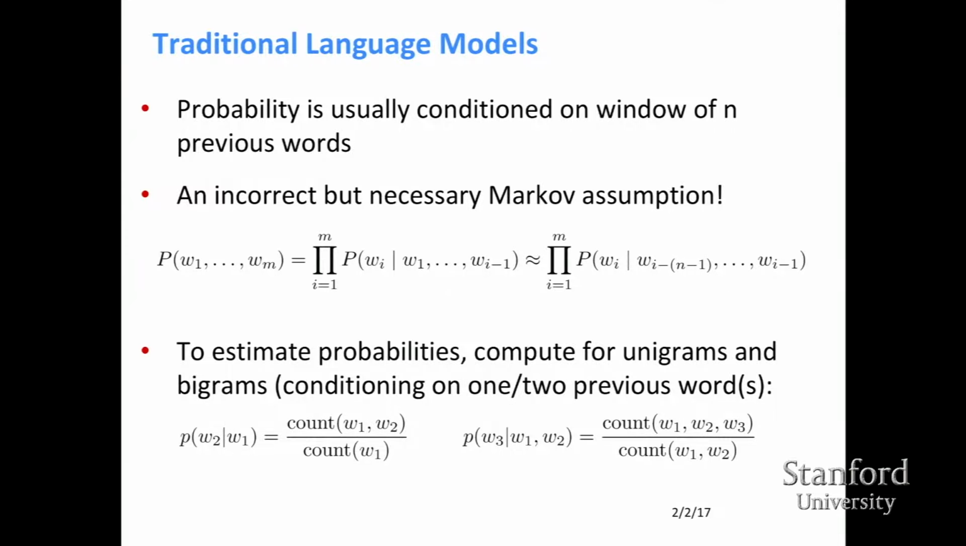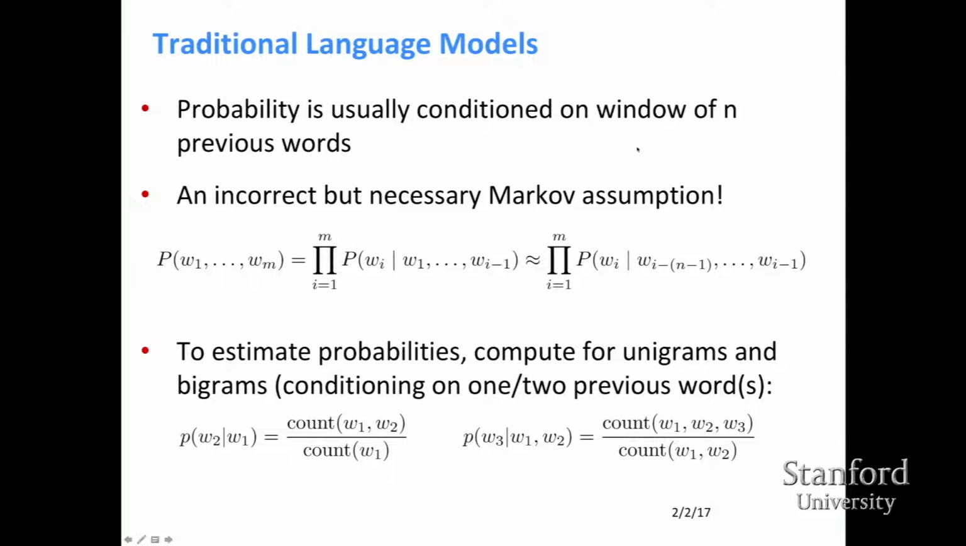Now, it's hard to compute the perfect probabilities for all potential sequences because there are a lot of them. And so what we usually end up doing is we condition on just a window. We try to predict the next word based on just the previous n words before the one that we're trying to predict. So this is, of course, an incorrect assumption. The next word that I will utter will depend on many words in the past. But it's something that had to be done to use traditional count-based machine learning models.